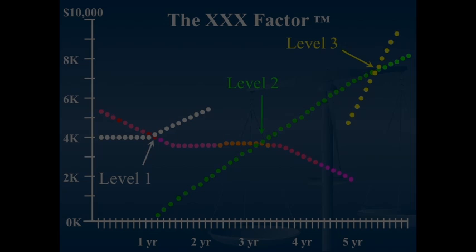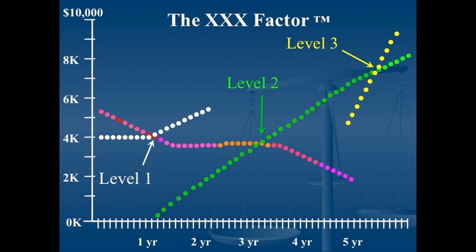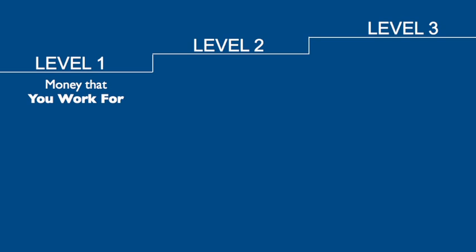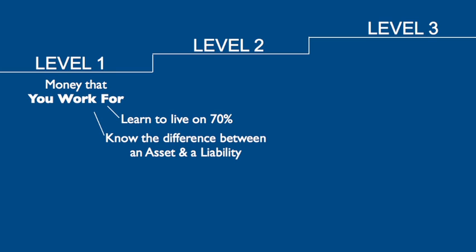When we look at the XXX again, the white line represents the first level, level one. The green line represents level two. And then, of course, when we get up to this next level, that represents level three. When it comes back to money that you work for, at that first X, you need to learn to live on 70%. You need to know the difference between an asset and a liability.